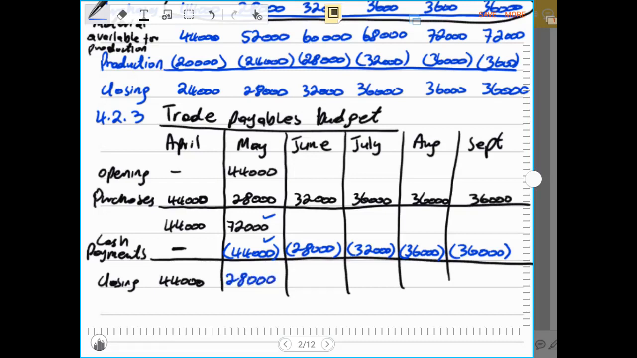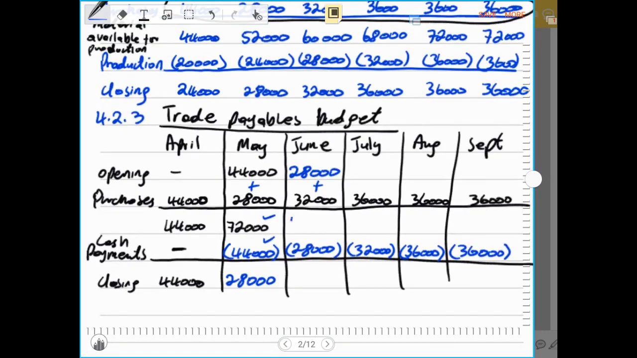If this is 28,000 rands, the closing balance will become an opening balance in the next month, 28,000. Then we say 28,000 plus 32,000, that will give us 60,000 rands. Then 60,000 rands less 28,000, that will give us the closing balance of 32,000 rands. So this will be the closing balance in the month of June.